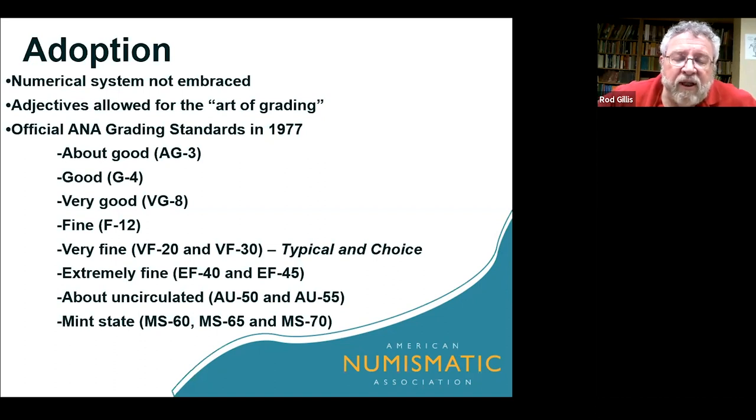Notice a couple of things: when we got to about uncirculated, you see two grades, 50 and 55. There are four AU grades today. And with mint state, the possibilities at that time were mint state 60, mint state 65, and mint state 70, only three.